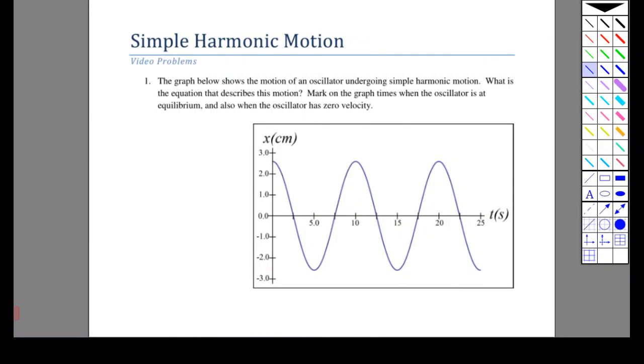Here's the solution to our simple harmonic motion problems. So the first question we have, we're given a graph representing simple harmonic motion. We're asked what the equation is that describes the motion, and we're also asked to mark some times on the graph where the oscillator is in equilibrium and when the oscillator has zero velocity. So I'm going to do the second part first.